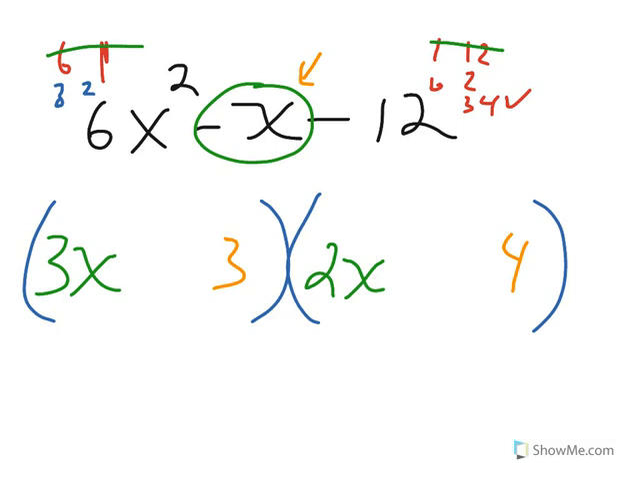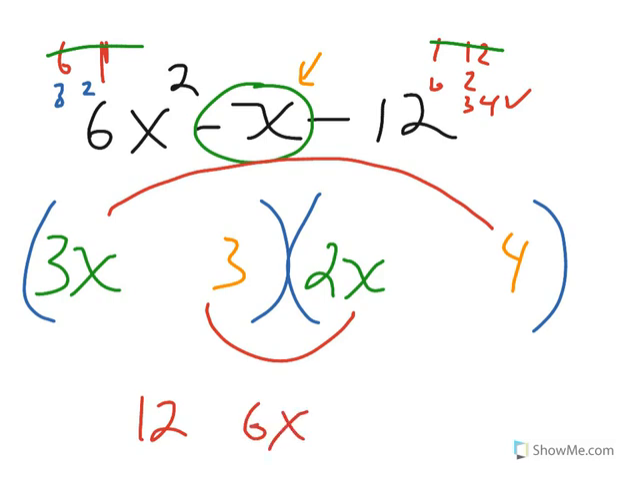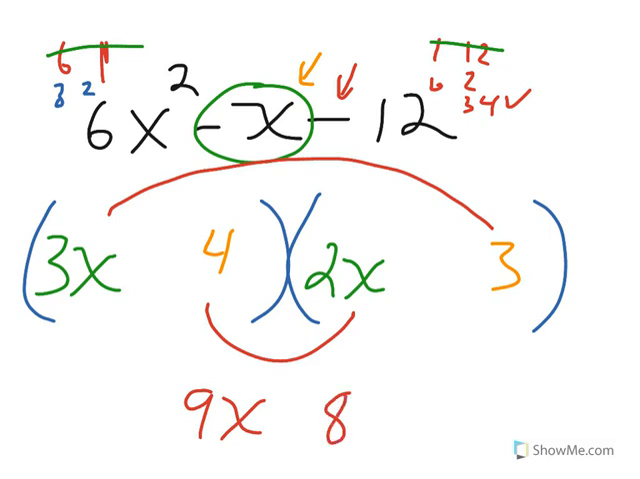So to check my work, I will use red. I'm going to multiply here and here. So that gives me 12 and 6x. Since that's the minus sign, I am subtracting. I can't subtract those to get 1. So I'm just going to flip-flop them. So 3 and 4, and see, I get 9x and 8x.